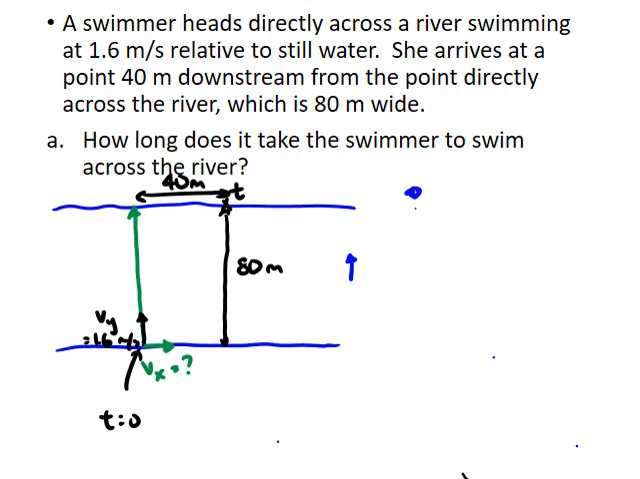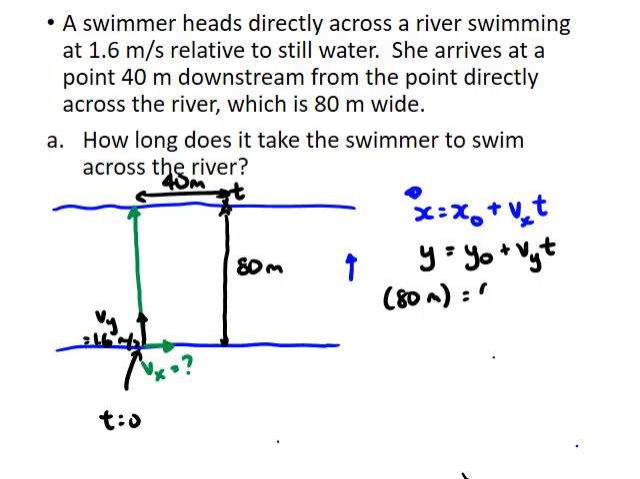So remember, for constant velocity, we have x is equal to x naught plus vx t. There's nothing magical about the x direction, so I can just rewrite everything that's x into y. So I can say y is y naught plus vy t. Over here, we know that y at the end, at time t, is 80 meters, which is equal to y naught, the initial position, which is 0 meters, plus vy, which we know is 1.6 meters per second, times t. If I solve this, I find that t is 50 seconds.